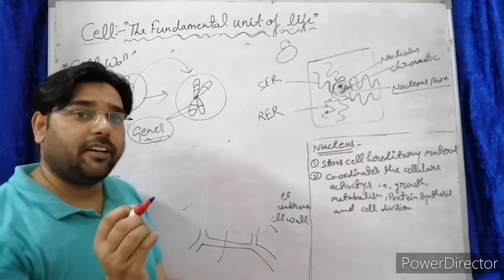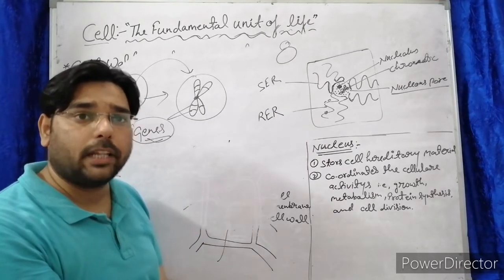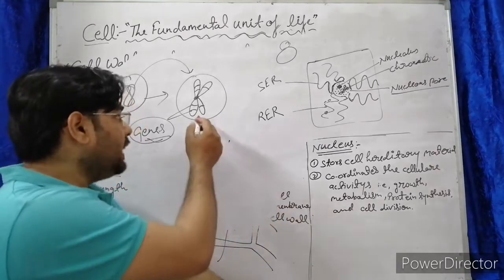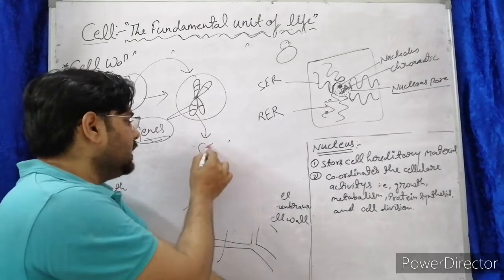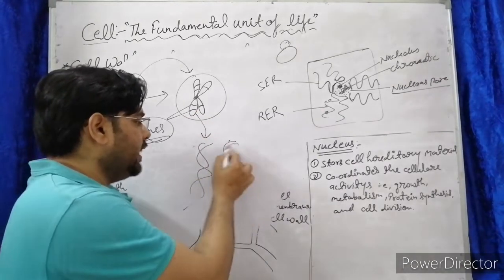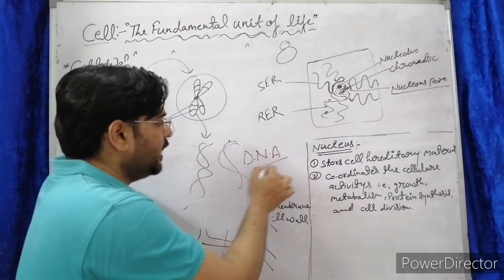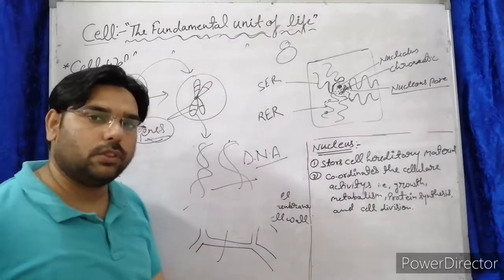Gene is the hereditary material which contains the characters which have to be transferred from parents to offspring, from one generation to another generation, and inside these genes there is genetic material, that is DNA, deoxyribose nucleic acid.